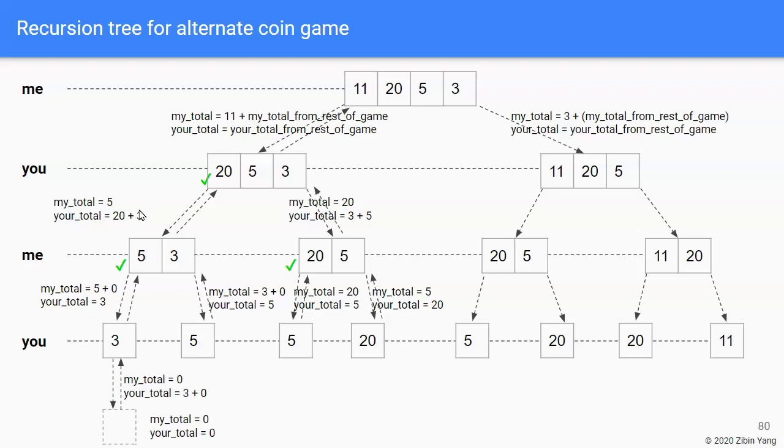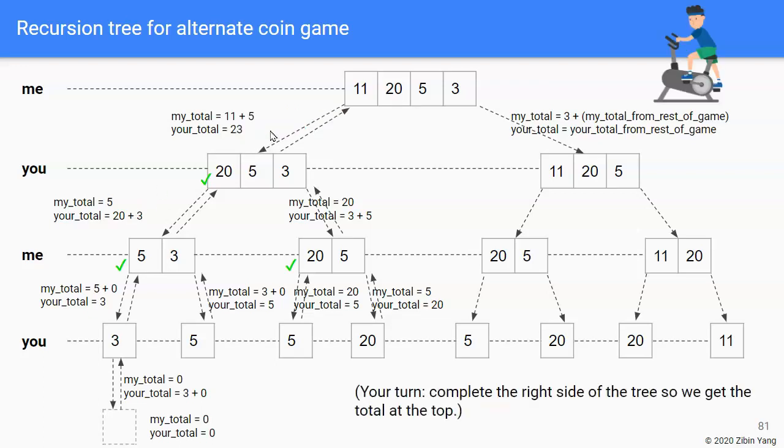So we're going to fill out your total 23 in here, and my total of 5 is going to come in here, and my total then, if I pick 11, is going to be 16, and your total is 23. At this point, I would encourage you to again pause the video and complete the remaining parts of this tree so that we can make a choice between should we pick 11 or should we pick 3 here.